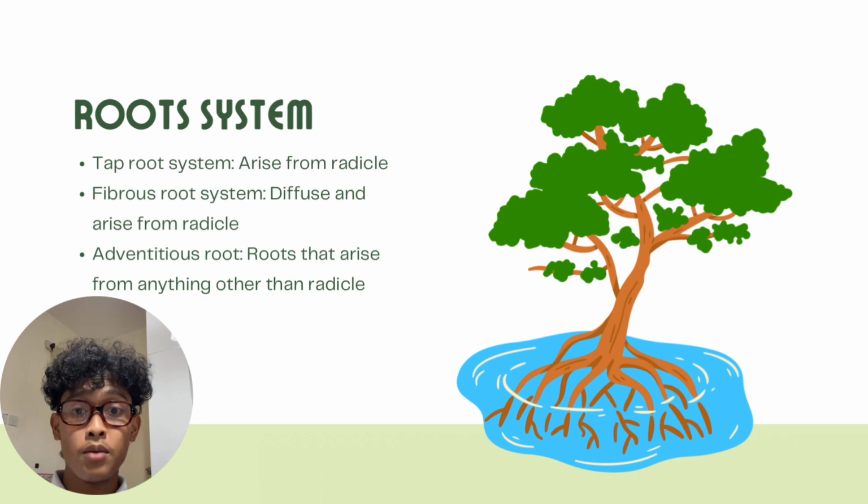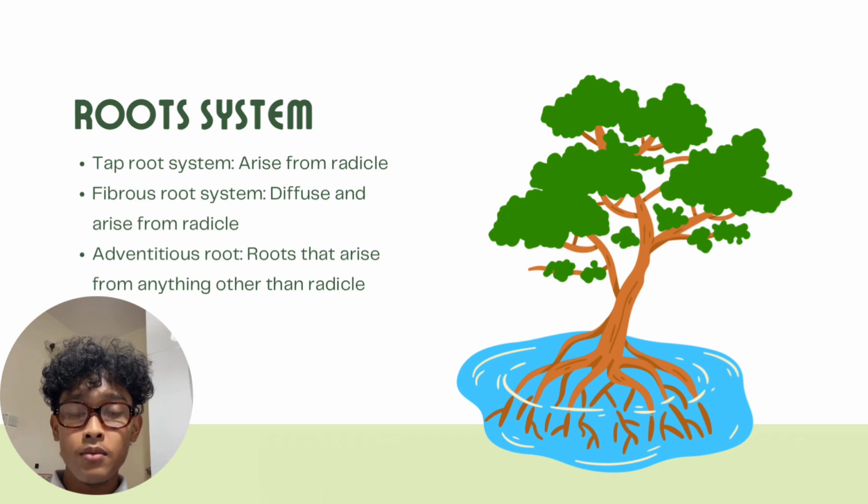It has three types: the taproot system, the adventitious root system, and the fibrous root system. For the taproot system, the origin is that it arises directly from the radicle, which is the embryonic root within a seed. For the structure, it has one main central root, called the taproot, that grows vertically downward. For the branches, it gives rise to lateral, which are secondary, and also tertiary roots. The function is that it penetrates deep into the soil to absorb water and minerals from deeper layers.